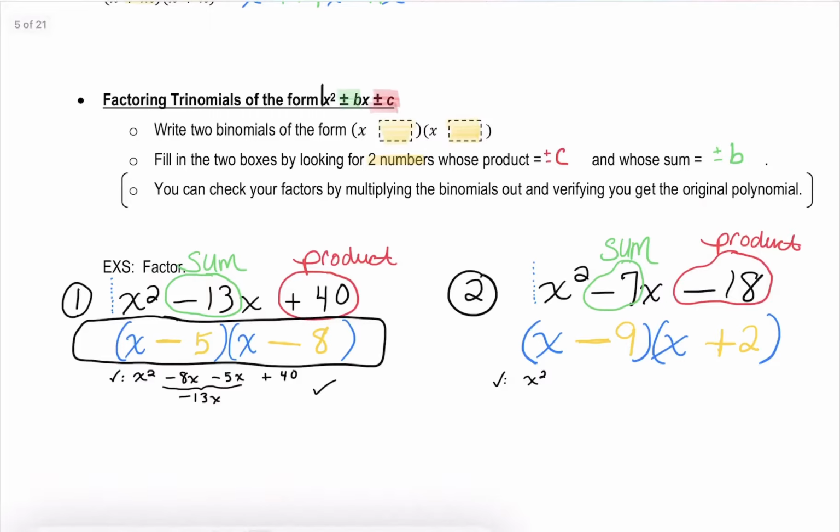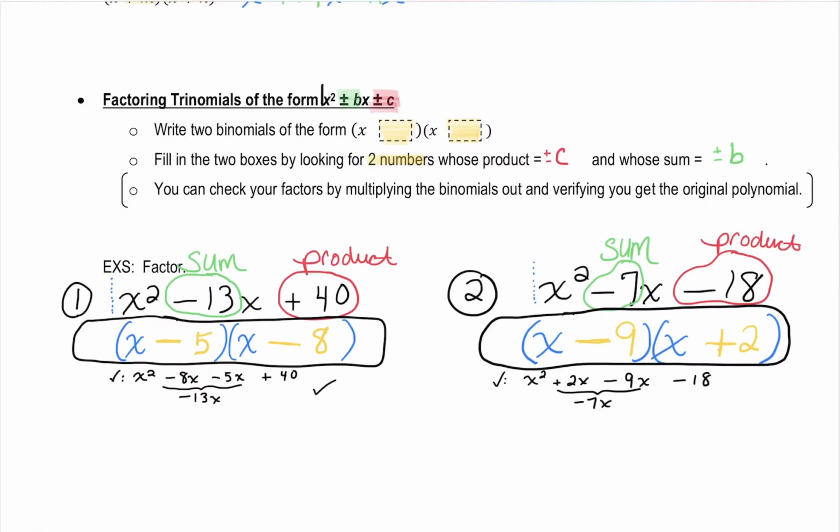Again, always a good idea to do the check. The reality is if you have satisfied the criteria of the appropriate sum and the appropriate product, you will have the right answer, but it's always a good idea to run that check. So this definitely checks out. x minus 9 and x plus 2 is our correct factorization.